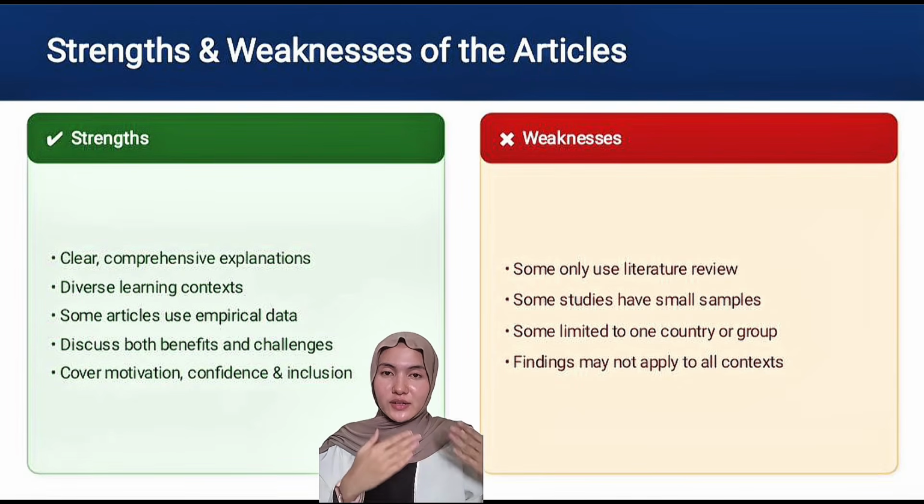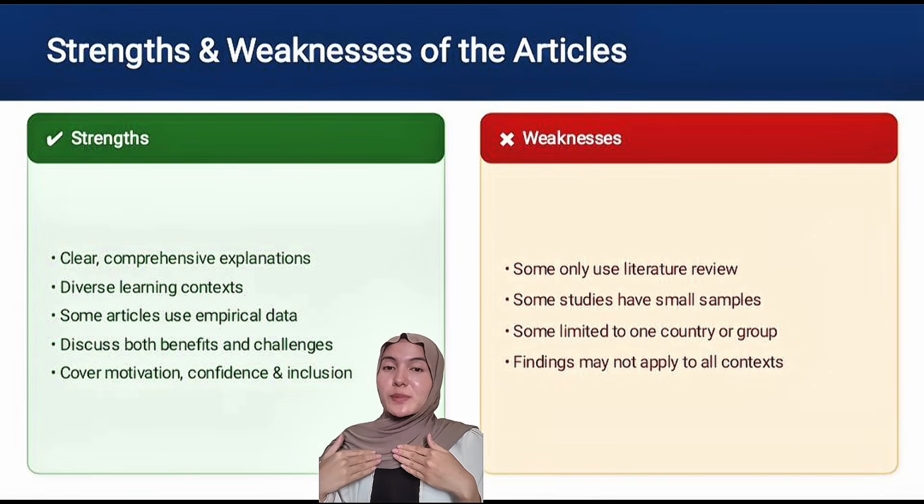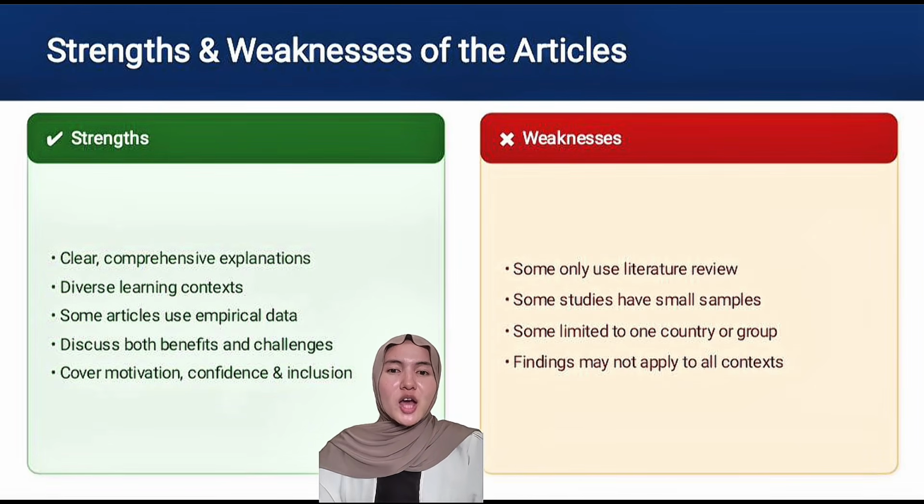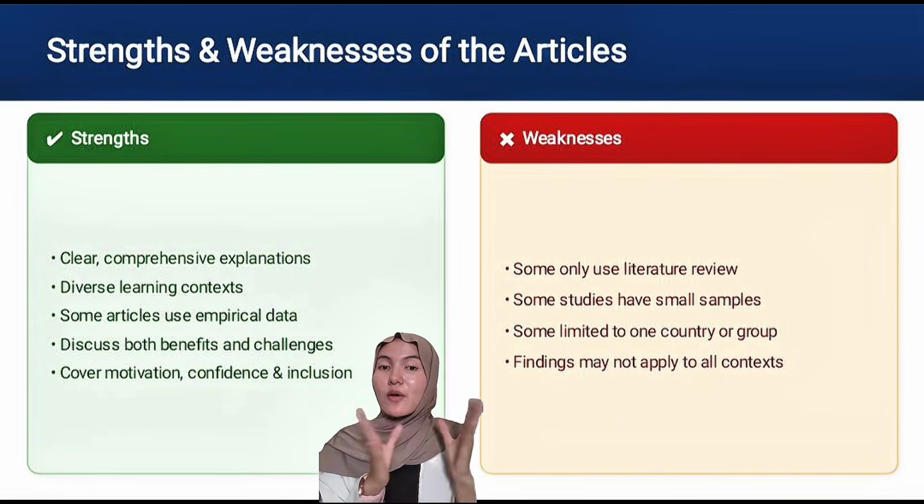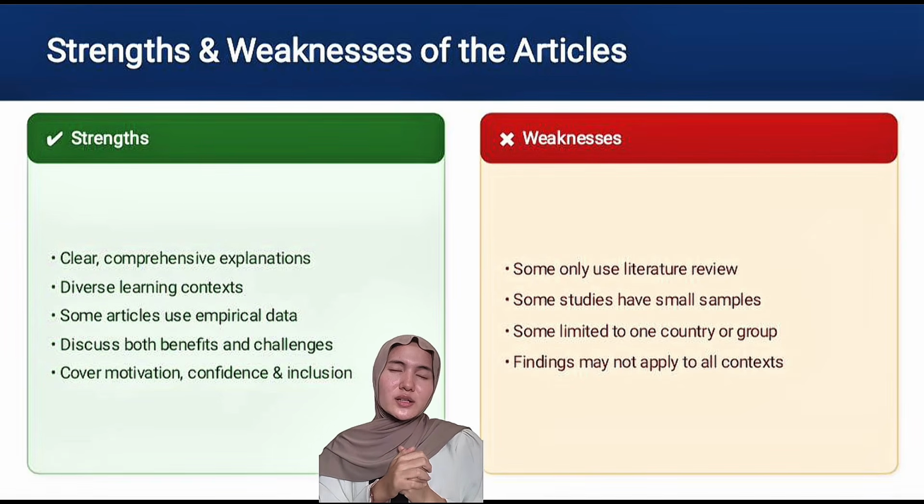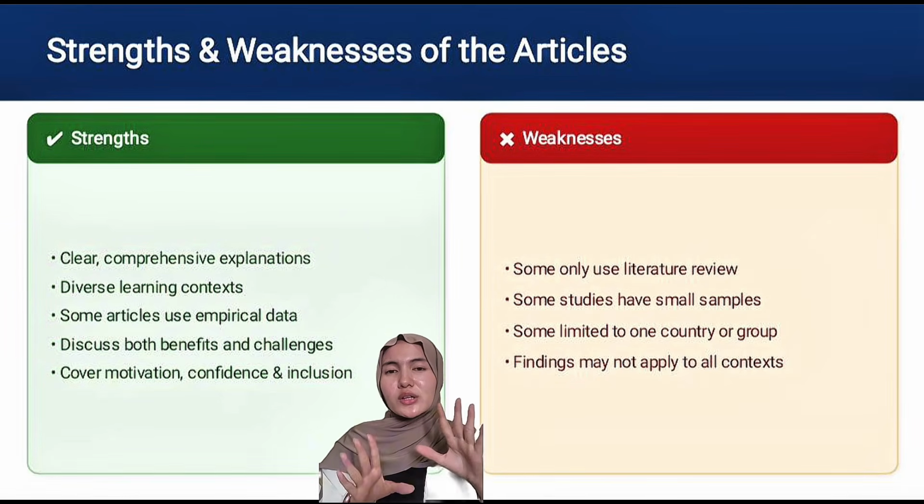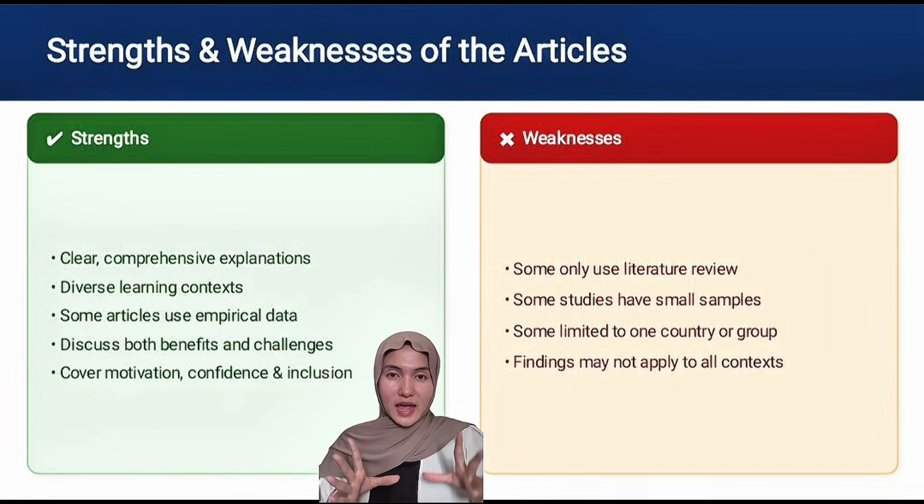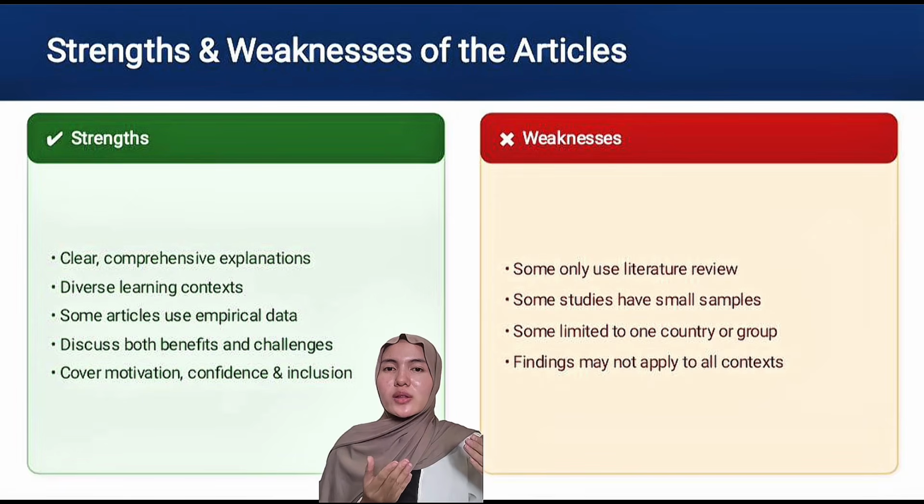The strengths of these articles are that they give clear explanations and discuss technology from different learning contexts. Some articles use empirical data, while others use literature review, and the articles also discuss both benefits and challenges, so the discussion is balanced. However, there are also weaknesses. Some articles only use literature review and don't collect new data. Some studies have small sample sizes or focus only on one country, one school, or one group of students. Because of that, the findings may not apply to all learning situations.